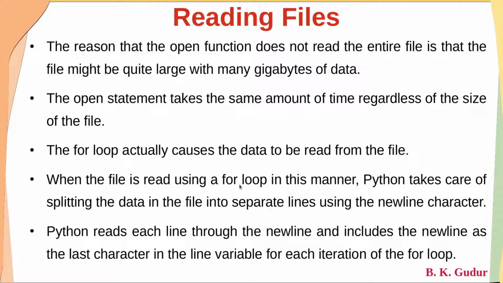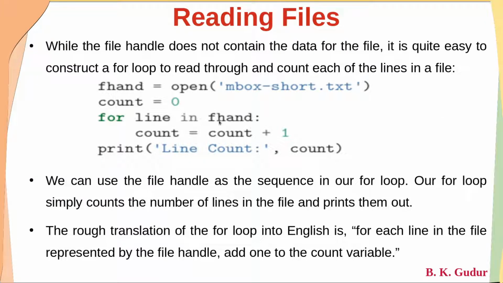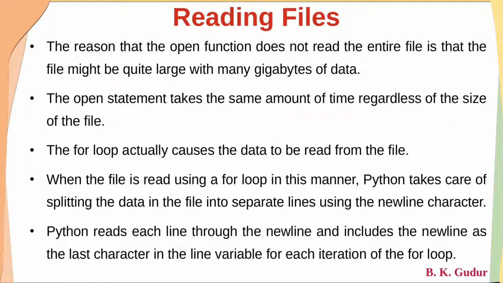When the file is read using a for loop in this manner, means whatever code we have seen so far just now, Python takes care of splitting the file into separate lines using a newline character. When we have written for line in f, how is this Python code going to count? It will split whatever data is there in a file using a newline character. It will search for a newline character, and till that newline character it will consider. Once again it will search for a newline character. So the total file will be divided into a number of strings with a newline character.